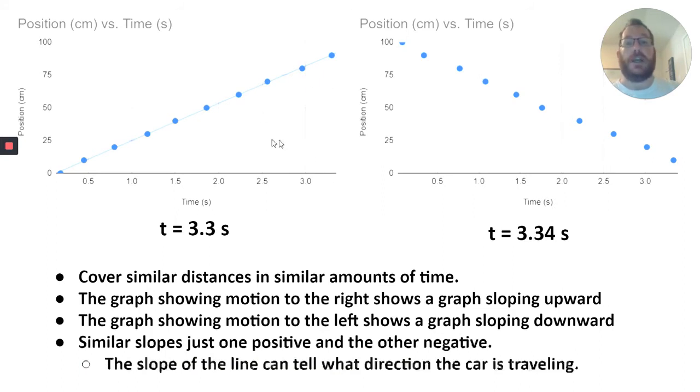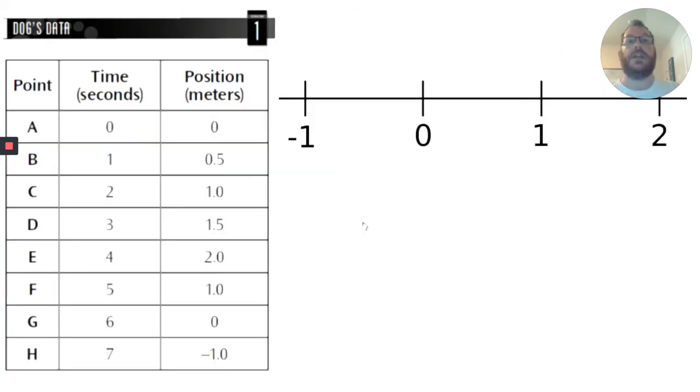So what we're finding is that the slope of the line can actually tell us how fast it's going, because it's a position divided by a time. And the direction of the slope can tell us what direction it's going. If it's a positive slope, it's going to the right. If it's a negative slope, it's going to the left. So let's go a little bit further into this. Let's analyze this situation.